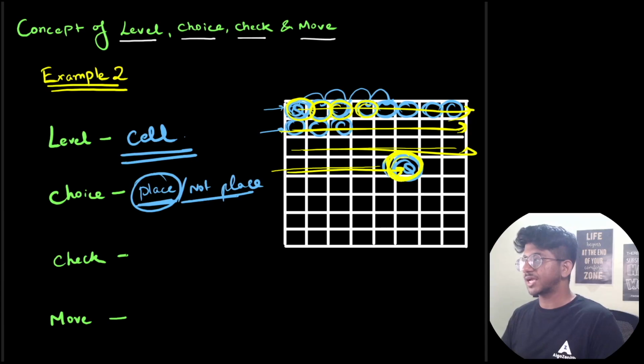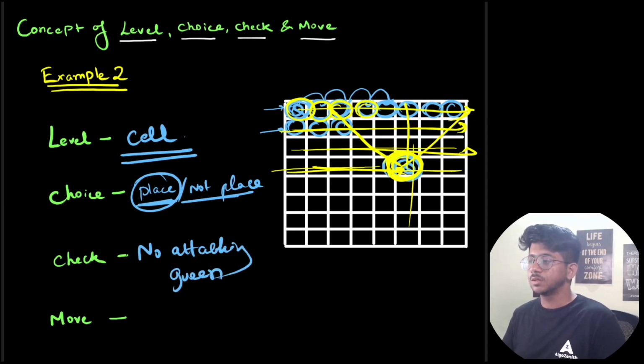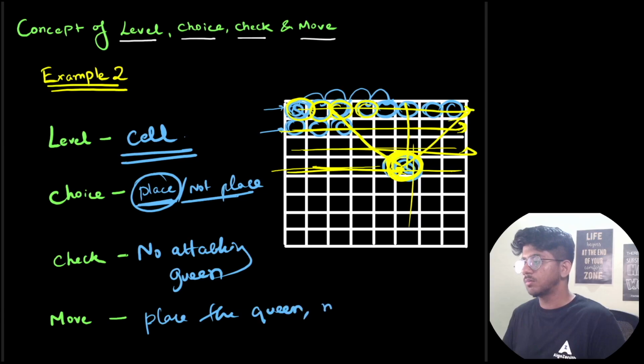So based on that, you have to check, can I place a queen over here? Basically, if there is a queen in any of the diagonal rows somewhere over here, then it's going to get cancelled off. I mean, you cannot place a queen over here, right? So that's something we have to check before placing the queen over here. So there is a check, which is check if we can, no attack, check no attack, king, queen, let's say. And then we have a move, which is place the queen, move to next level. So you place the queen over here and then move to the next level.